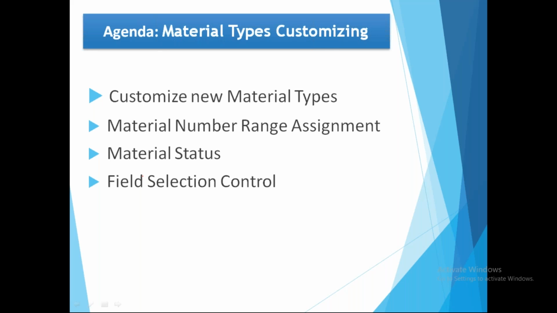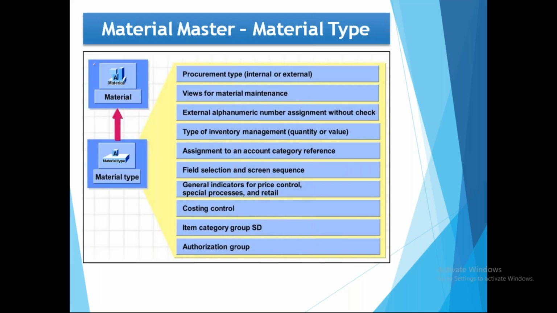So whenever we create a material, the system will ask you to assign a material type. When we are creating the material, assigning a material type is mandatory. This material type will control a lot of functions like procurement type, whether it is internally produced or externally procured, what are the views relevant for maintenance, and external alphanumeric number assignment without check.